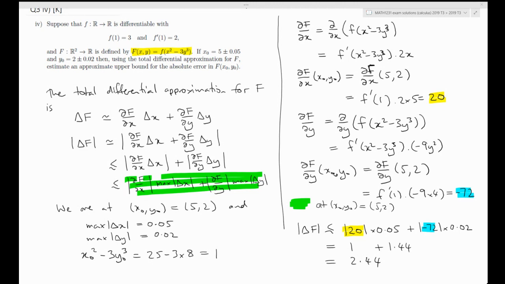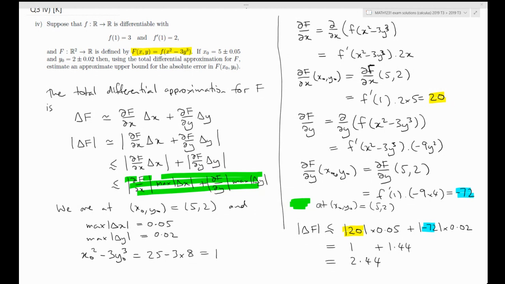What if you missed f dash of 1? Why would you miss f dash of 1 in the calculation? You mean you didn't read the question, or if it wasn't given? If it wasn't given, then you couldn't get the answer out. Certainly, it's got to be there.